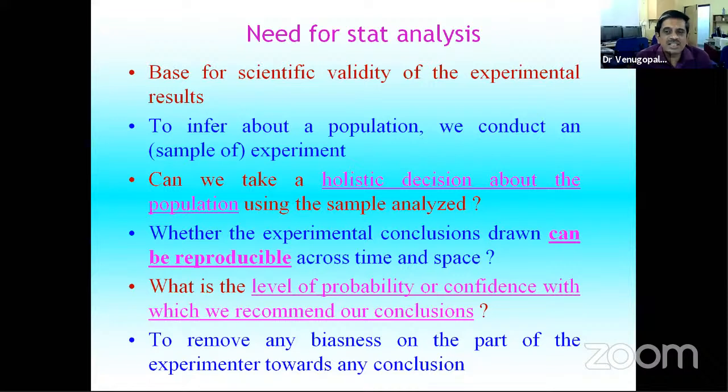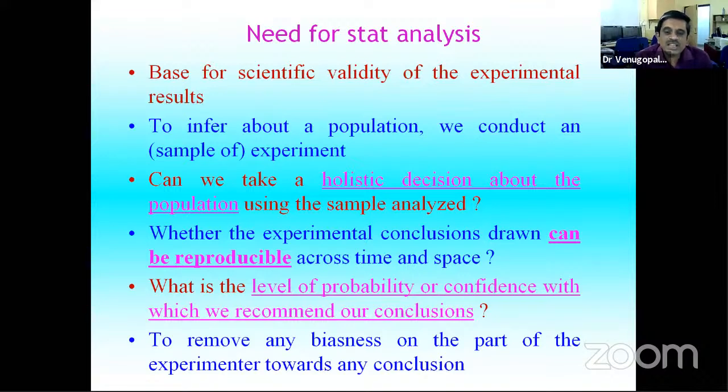Now, why do we statistically analyze the data? As you all know, to infer about a huge population, we conduct a small experiment. Then we try to take a holistic decision about the population based on the sample we have analyzed. For example, suppose we say a particular growth regulator at a particular concentration induces flowering in mango crop. For this, we will be taking only a sample of some 10 to 20 trees. But the decision we are going to take is for the entire population.